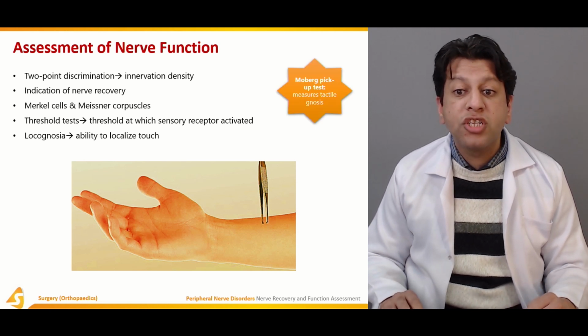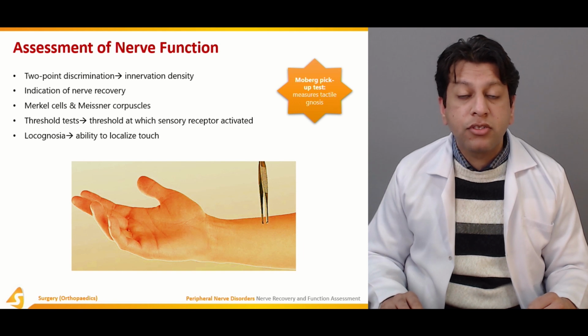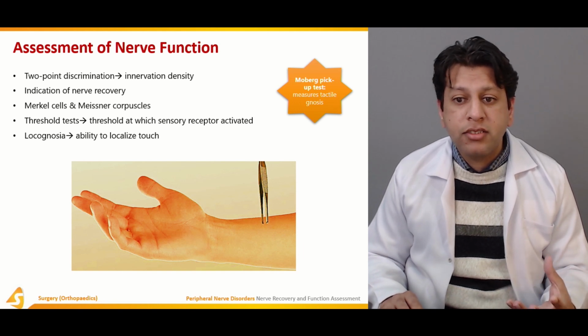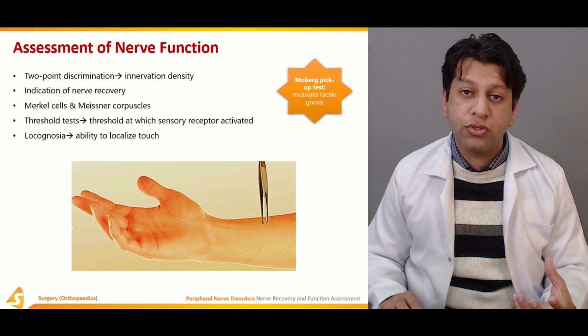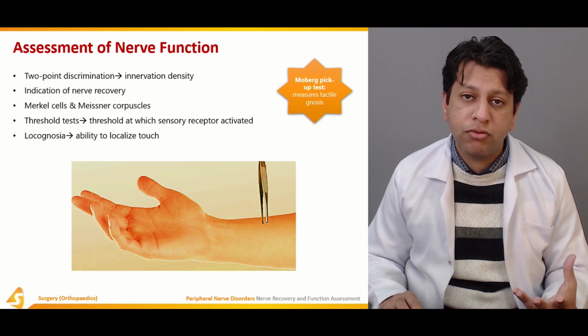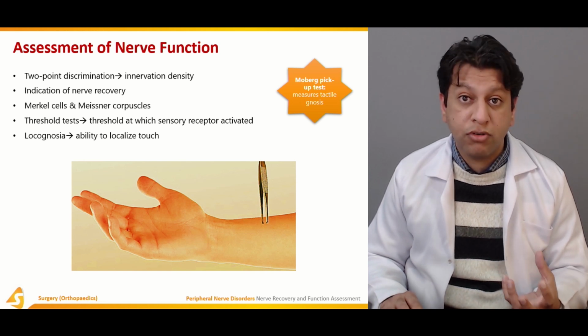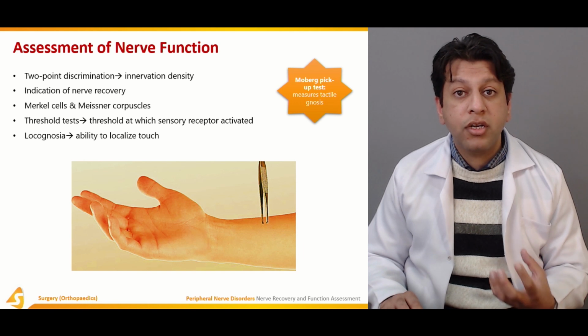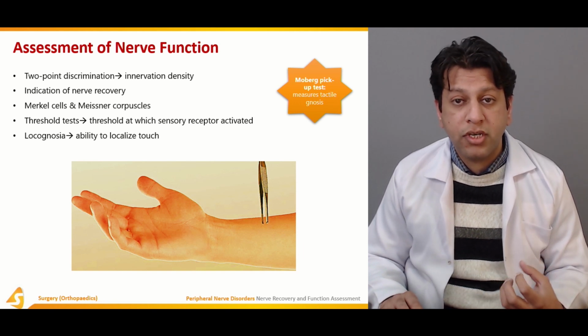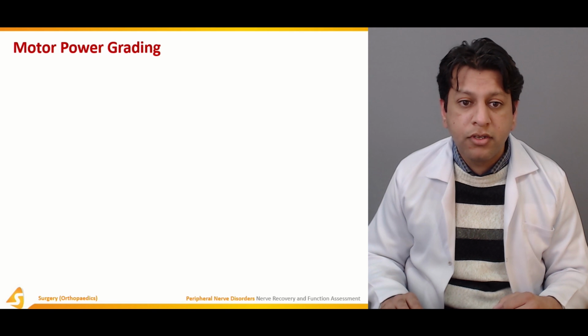There is another test called the Moberg pickup test, which measures the tactile gnosis or stereognosis of the patient. The patient is asked to close the eyes, and if a round ball is given in the hand, the patient is able to know that it's a round object, or if it's a square object, he or she would know that it's a squarish object with this kind of texture.